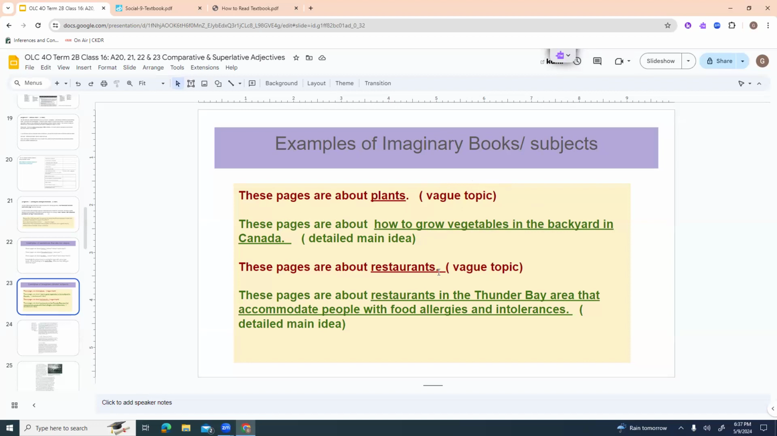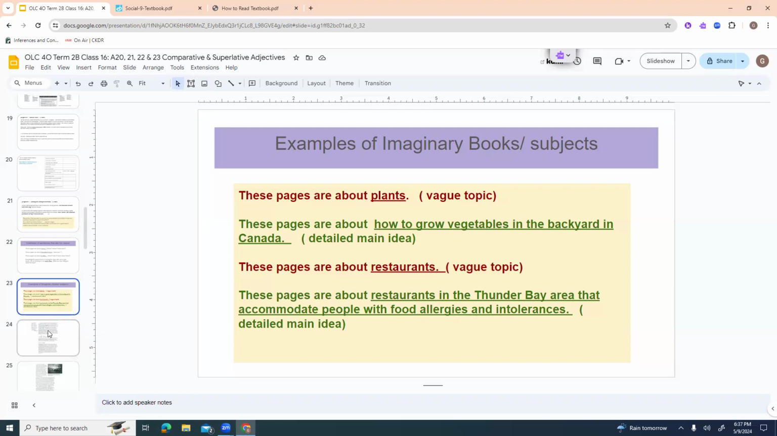These pages are about restaurants. Oh my goodness, that's really vague. There's so much I could be saying about restaurants. These pages are about restaurants in the Thunder Bay area that accommodate people with food allergies and intolerances. Yes, much better. That's a detailed main idea.